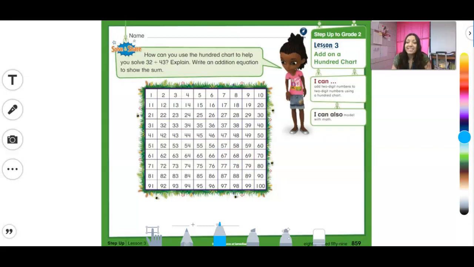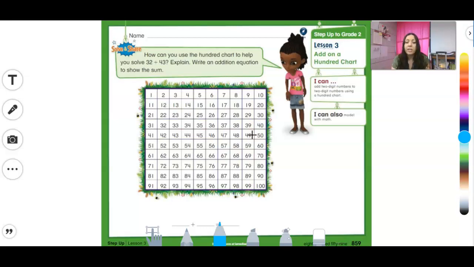Good morning, guys. So we are ready for lesson 3, and it's section 16, but it's actually step up to second grade. So these are just some things that we're going to kind of review to get us ready for second grade this year. So our solve and share is bringing back something we saw a lot of in the year. What is this called?